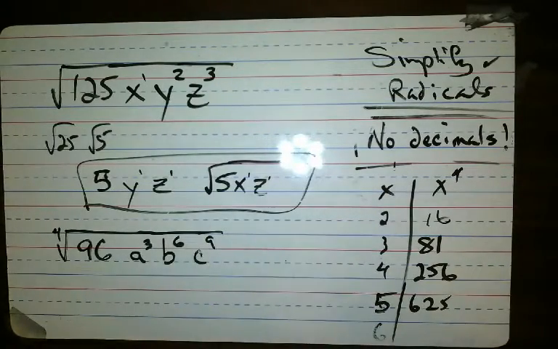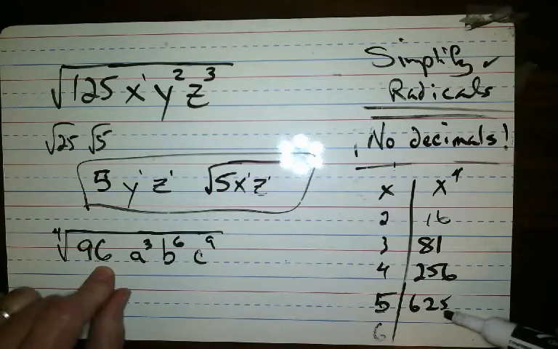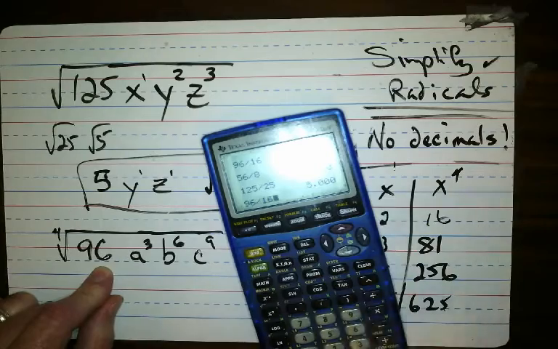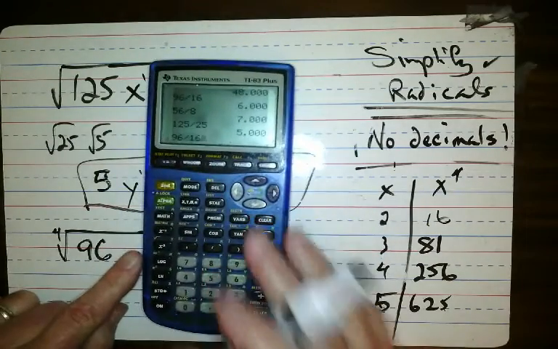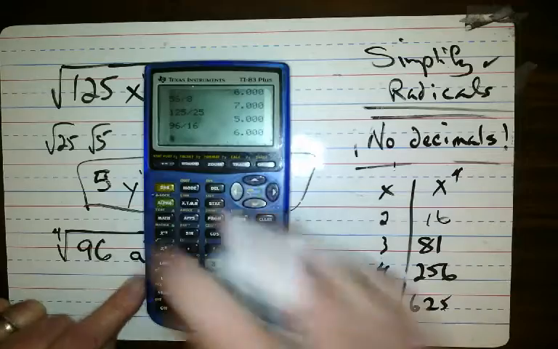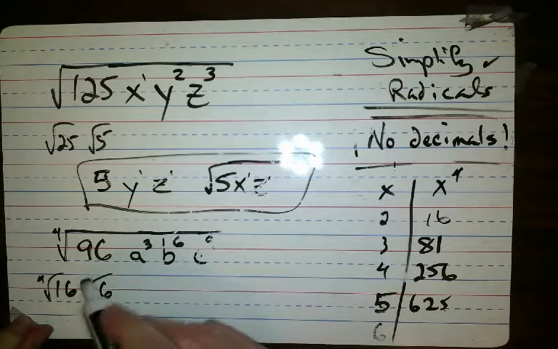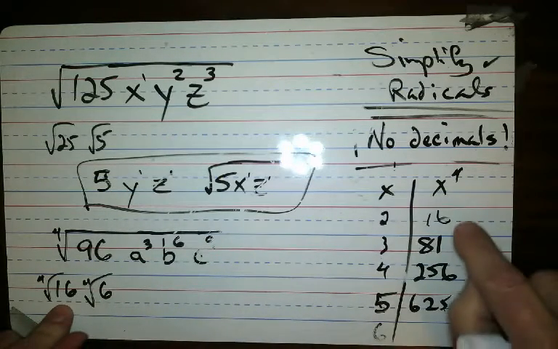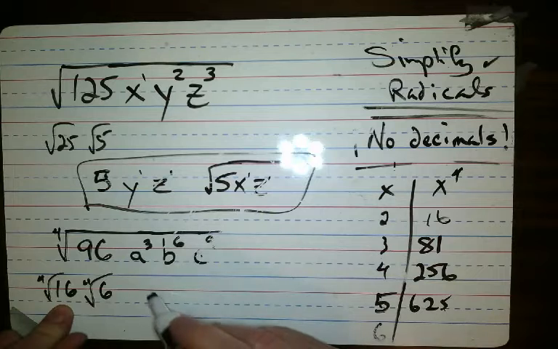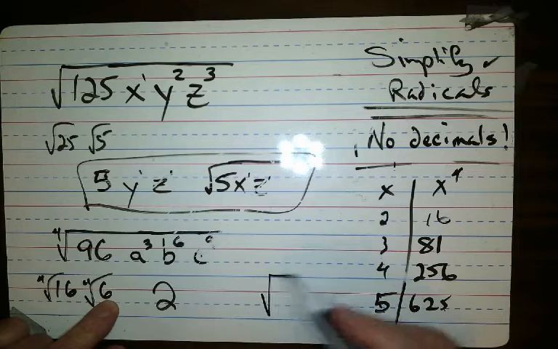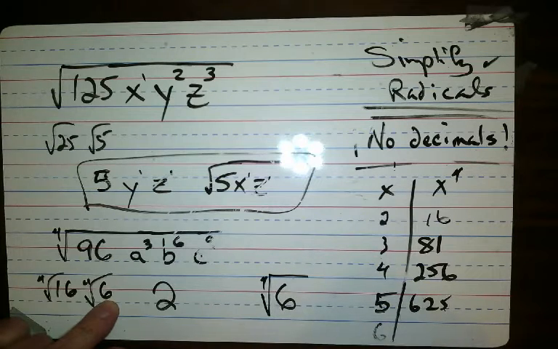So, now let's look. 96. Can 96 be divided by this? No. Can this? No. And this? There has to be 16. Let's see. 96 divided by 16. Hey, it goes in there evenly. 16 times 6. Now, do we know the fourth root of 16? Yes, we do. The fourth root of 16 is 2. Do we know the fourth root of 6? No. So the fourth root of 6 is there, right?